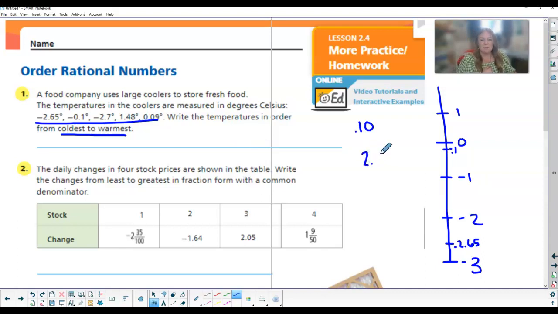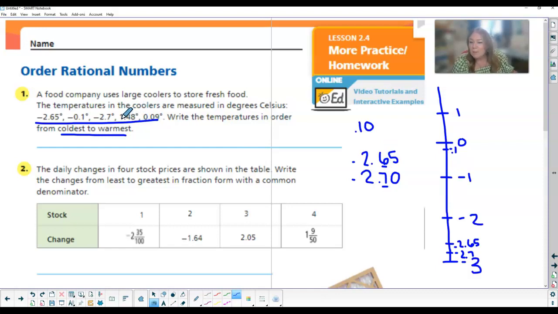-2.7. So before we had -2.65. Now we have -2.7. So if I'm just thinking 65, 65 is going to sound bigger than 7. But this is actually 70. So -2.7 is actually lower and closer to 3. It's 2 and 70 hundredths, we just don't need that 0, right? But 7 is bigger than 6, so we can see that there.